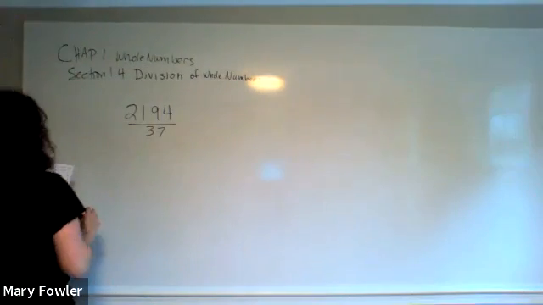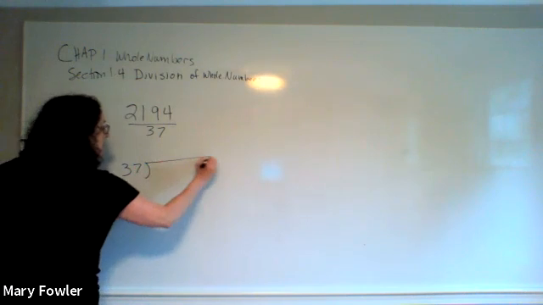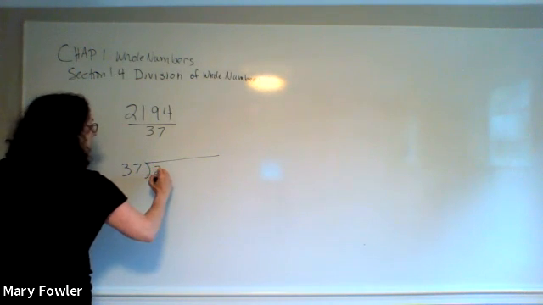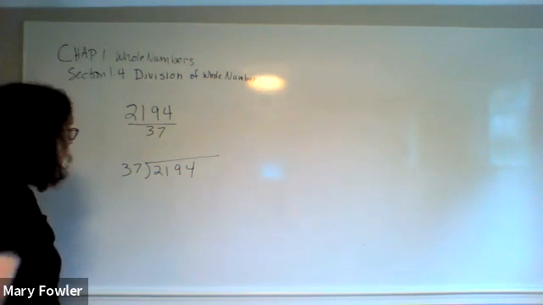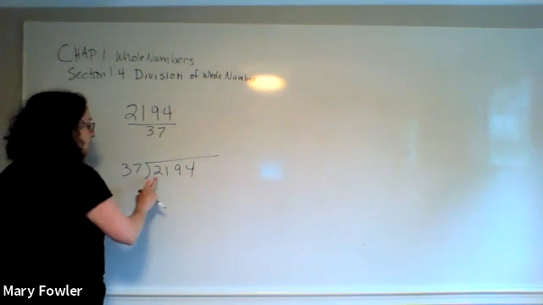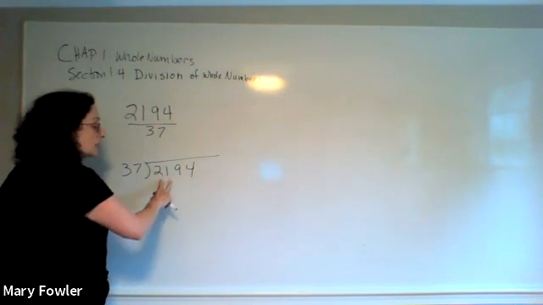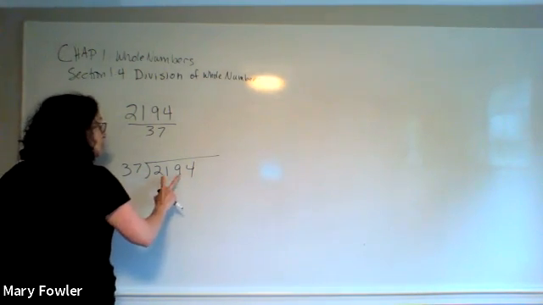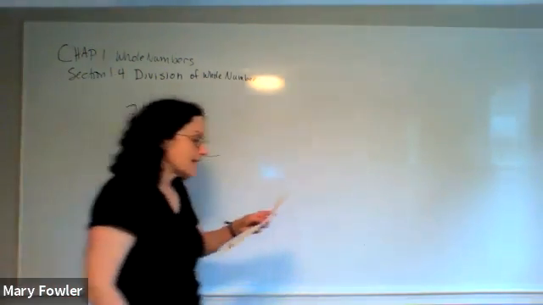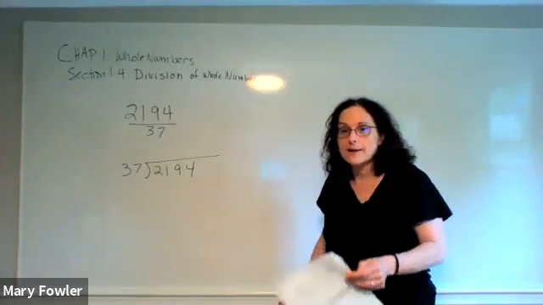Okay, so let's write it up. 37 on the outside and 2194 on the inside. Does 37 go into 2? It does not. Does 37 go into 21? It does not. Does 37 go into 219? It does. But how do we know how many times?